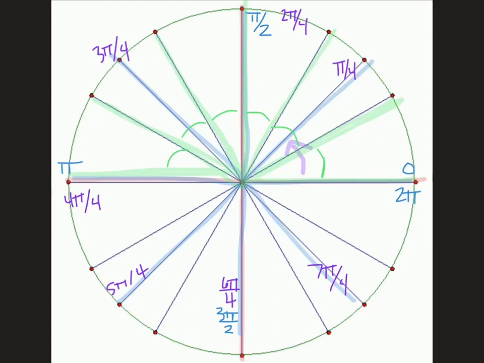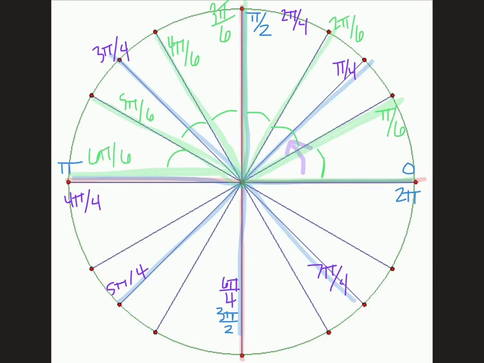So notice that if you look at those green pieces, I have 1, 2, 3, 4, 5, 6. There's 6 of them in pi. So that means one of them is going to be pi over 6. So I have pi over 6, and then I have 2 pi over 6. I'll reduce those in a minute. 3 pi over 6, and I started down by the right side of the x-axis, and I'm going up on the green lines. So pi over 6, 2 pi over 6, 3 pi over 6, 4 pi over 6, 5 pi over 6, and 6 pi over 6, which of course is pi.